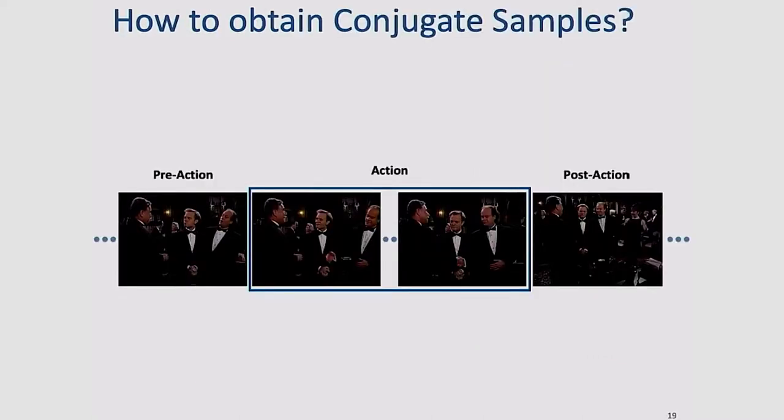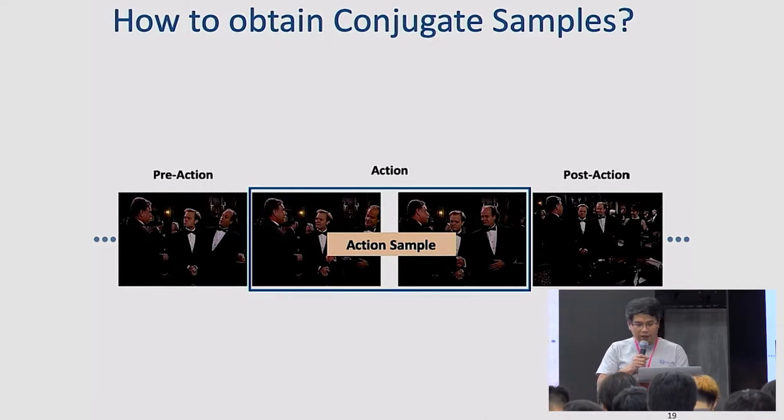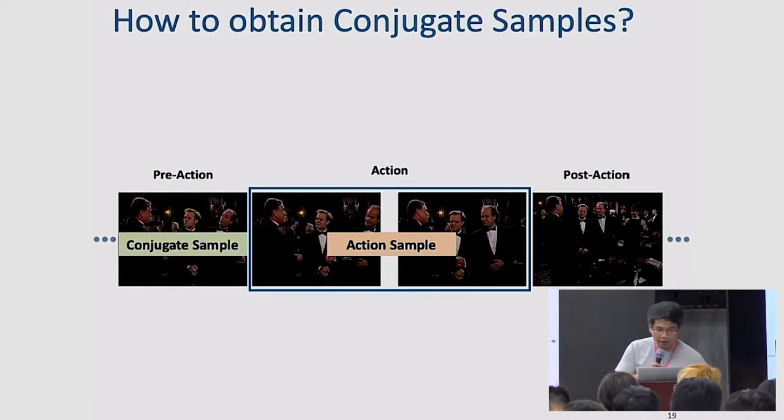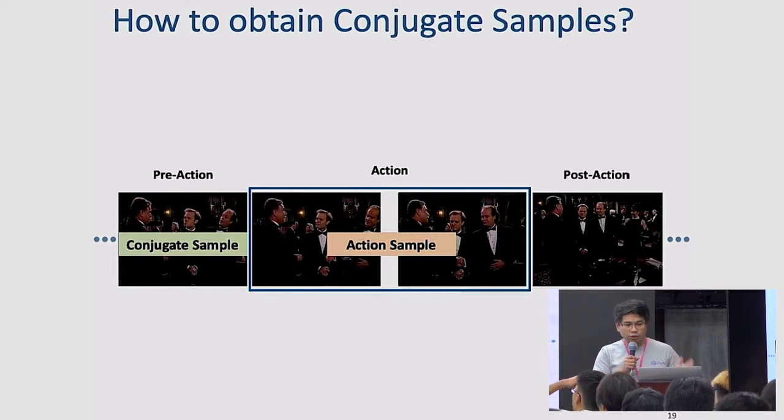So how do I obtain conjugate samples? Suppose this is the video and we have the annotated action in the middle. So this is the action sample. In this work, what we assume is that the video that precedes or follows the action is the conjugate sample. The video right before or after the action is contextually similar to the action sample because it contains the same set of people on the same background, but at the same time it doesn't contain the action. So to some extent, what we propose here is to use the data before and after the action sample for training our classifier.